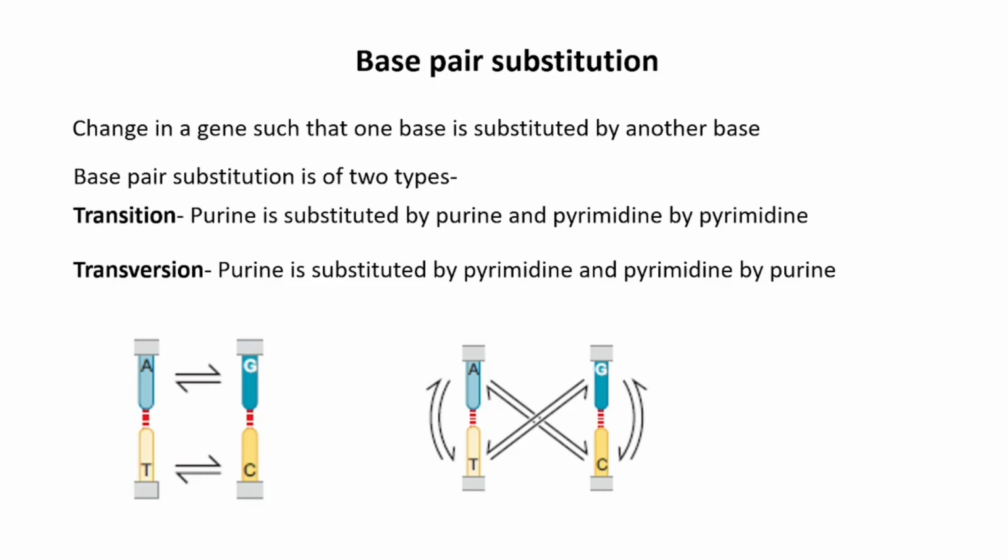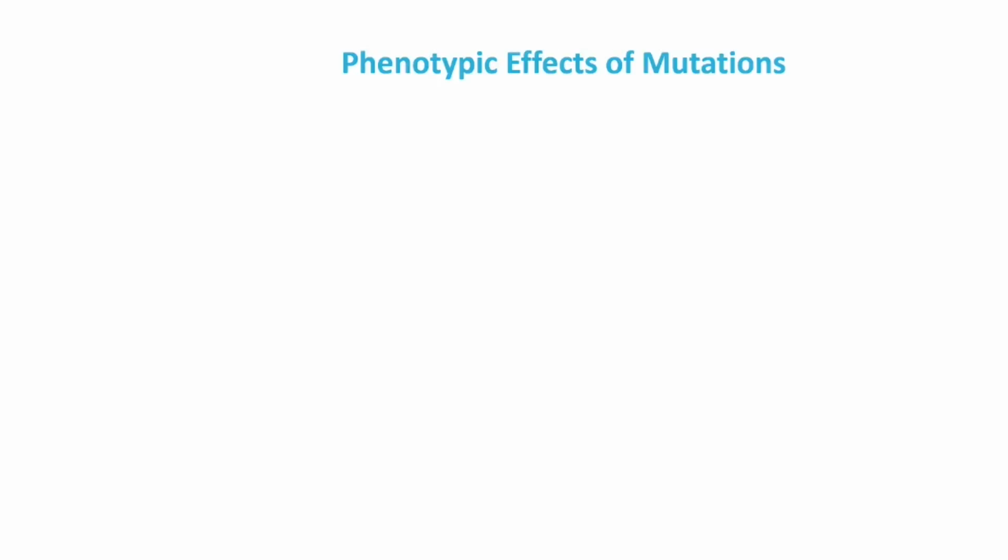Comparison of the sequences of the homologous genes between species reveals a pronounced preference for transition over transversion, almost tenfold, indicating that the transitions occur much more frequently than transversions. Let us now discuss the phenotypic effects of these substitution mutations. The first type is missense mutation.